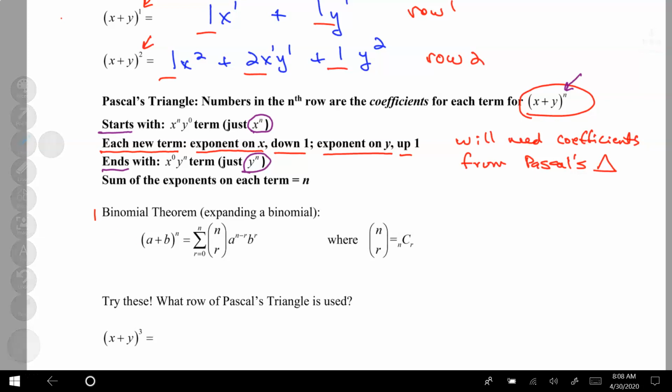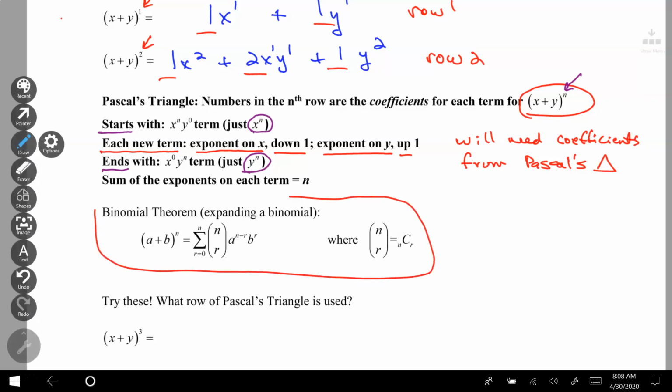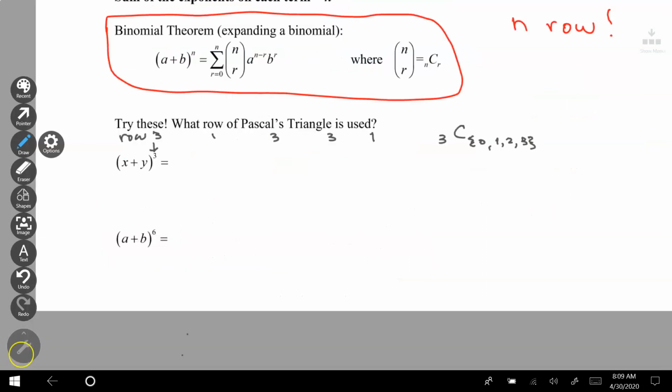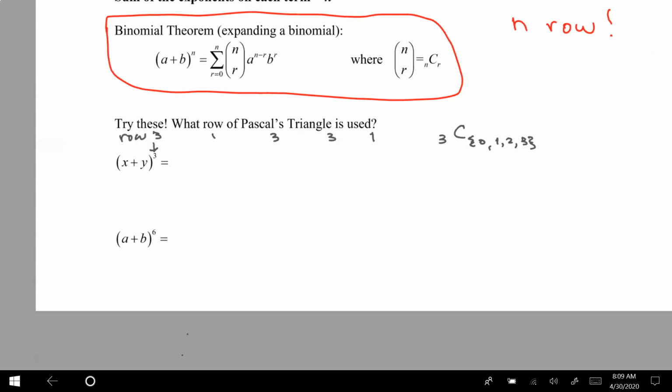So here's the binomial theorem, very formally written out. I'm never going to use it that way. What I need to know is the nth row. That is the key. So here I go. X plus y to the 3rd. I can multiply that out and do x plus y times x plus y times x plus y and expand it out and do this and that. It takes too long. Pascal's triangle.